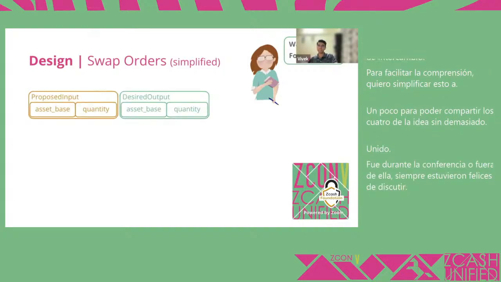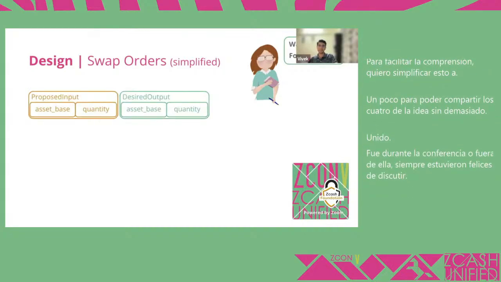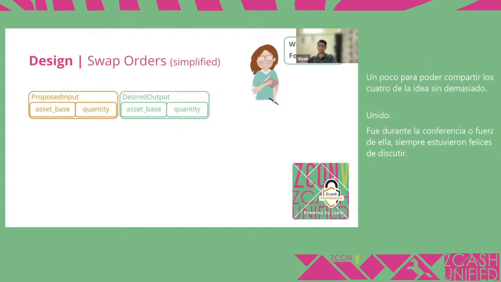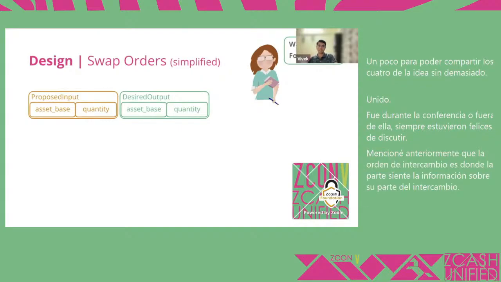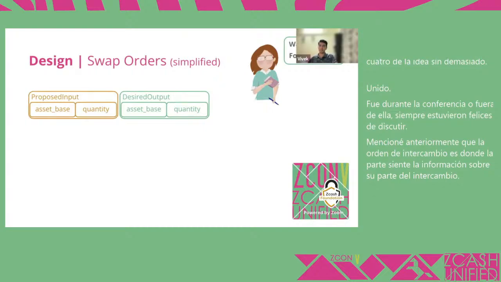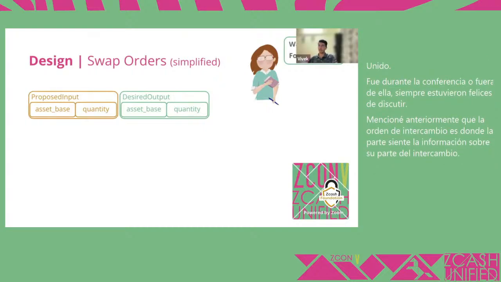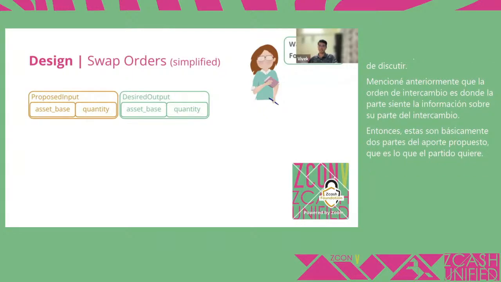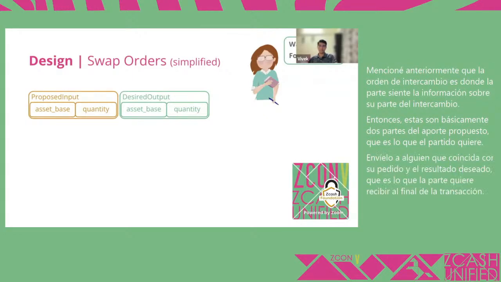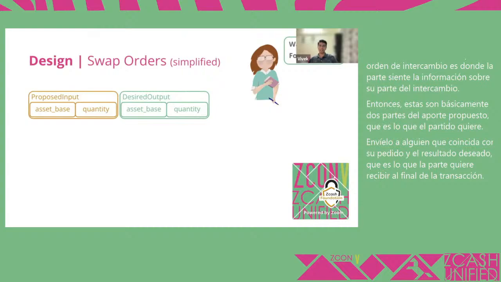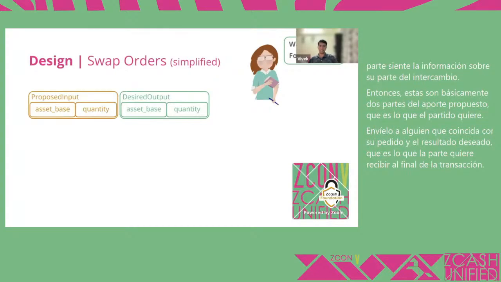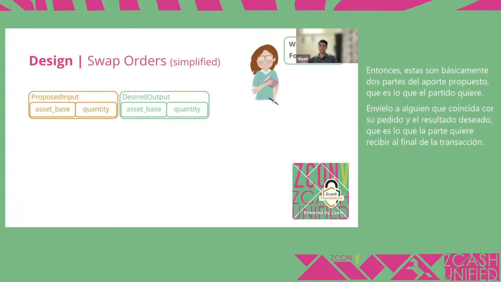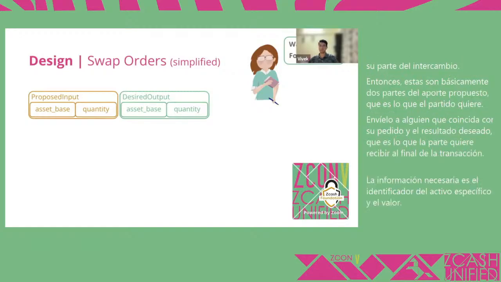I had mentioned earlier that the swap order is where the party fills in the information regarding their side of the trade. So these are basically 2 pieces. The proposed input, which is what the party wants to send to someone who matches their order, and the desired output, which is what the party wants to receive at the end of the transaction. The pieces of information needed are the identifier of the specific asset and the value specifying how much of the asset is being exchanged for both of these pieces.